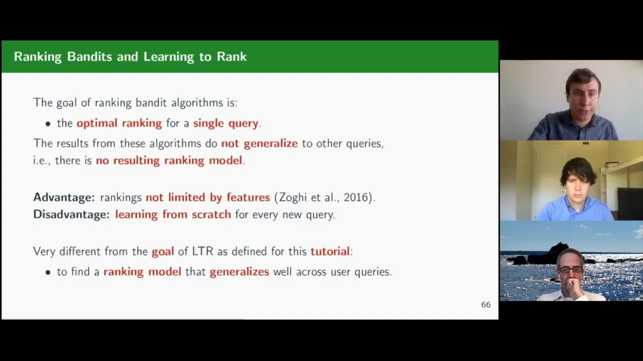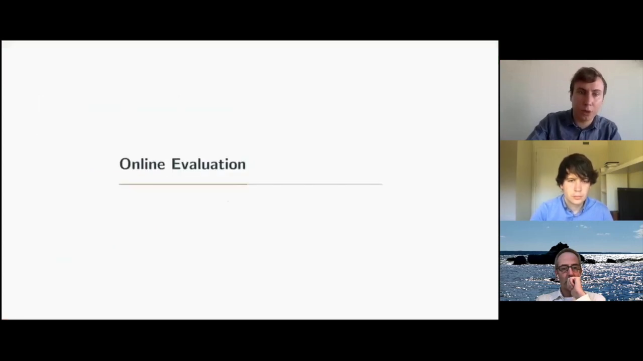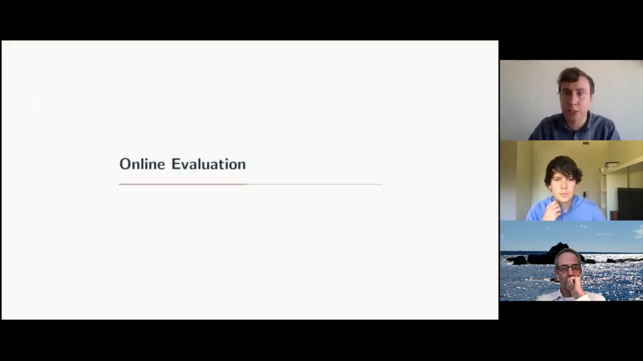So these types of methods have this disadvantage that they don't generalize to new queries, but they are still worthwhile and they can be applied, especially in cases where you maybe have few queries that you really want to know the optimal ranking for. That will be a typical use case. So moving on from the ranking bandits, and we've seen how different this is from what we're trying to do in this tutorial, we're going to now go over to online evaluation, which is the next part.